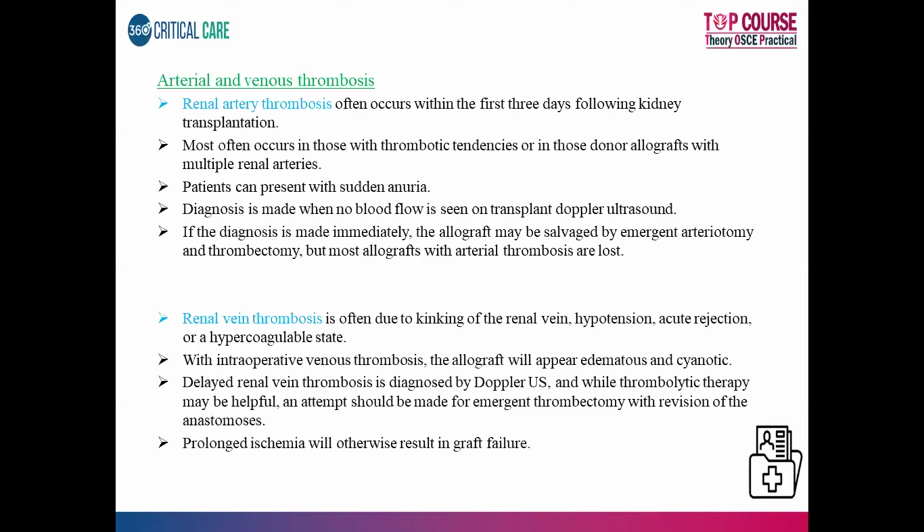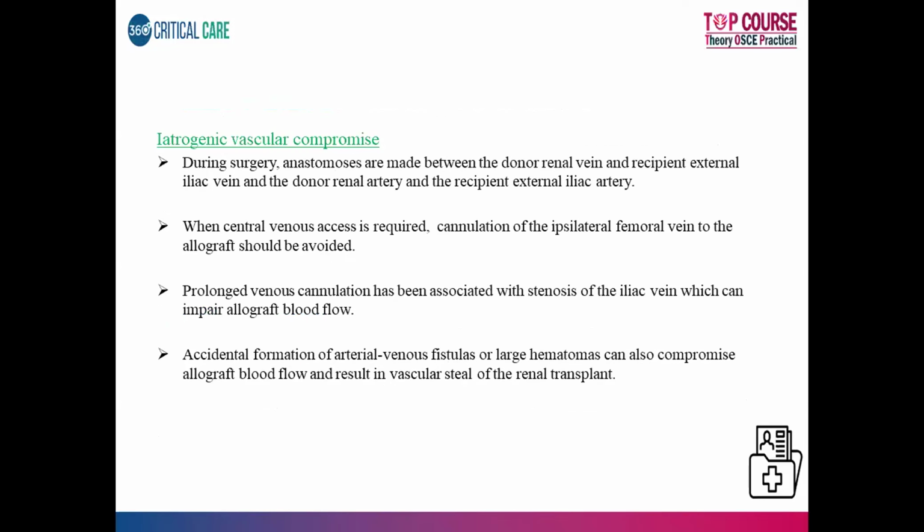patient outside, right? But if there is a delayed renal vein thrombosis which you have identified in your post-operative period, then the treatment would be thrombolytic therapy. But try with the thrombolytic therapy. If not, the better would be an emergent thrombectomy with revision of the anastomosis. Prolonged ischemia will otherwise result in graft failure. Okay, so renal artery thrombosis is more dangerous than the renal vein thrombosis.